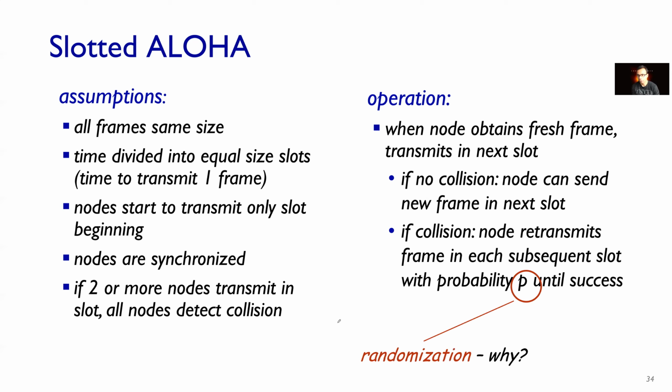So can I ask you the question, why do you think this was random? Why not allow the node to transmit immediately in the next slot with probability 1? In other words, why not make it deterministic, that if there was a collision, then you must transmit again in the next slot? Why do we need a probability P?